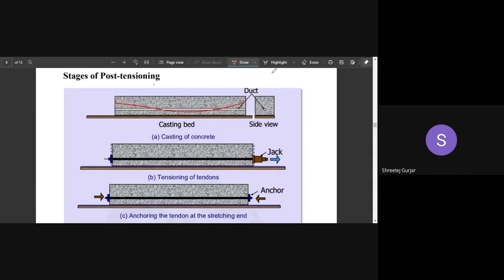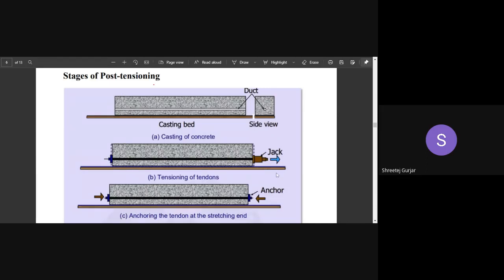So not only straight, but you can have various forms of profile for your ducts based on your loads and based on your BMD. Based on the BMD of your beam or element, the profile of your duct is determined. And as per the duct profile, your pre-stressing tendon also follows the same profile. That is one thing which is advantageous in post-tensioning. You can have various kinds of profile for your duct.